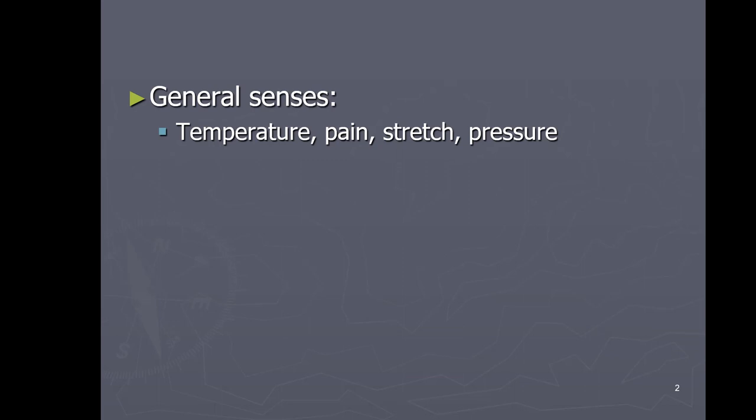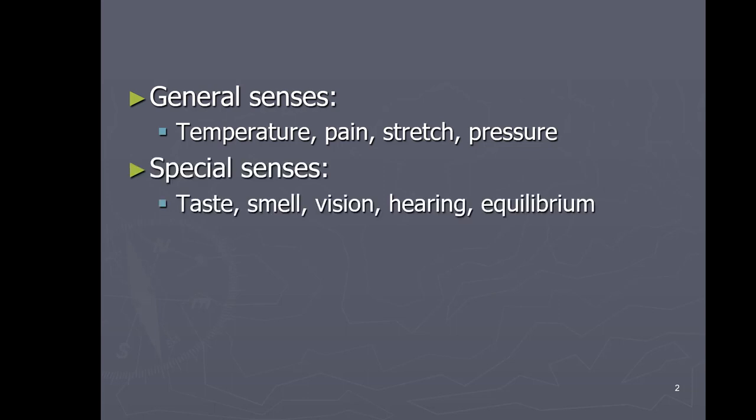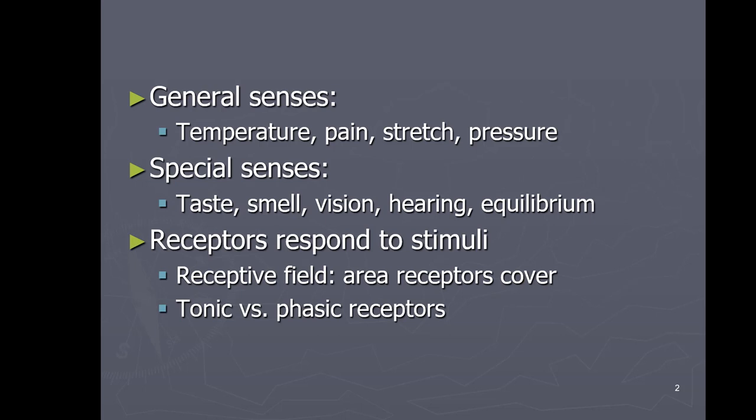So general senses are your senses to respond to things such as temperature, pain, stretch, or pressure. Special senses are highly specialized, like taste, smell, vision, hearing, and equilibrium, which is your state of balance. So receptors are structures in the body that respond to stimuli, like a Pacinian corpuscle is a receptor you've seen before.